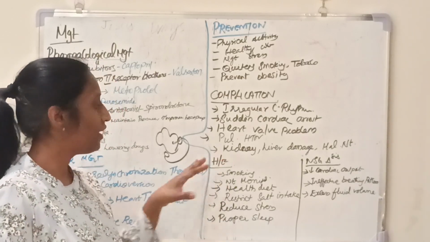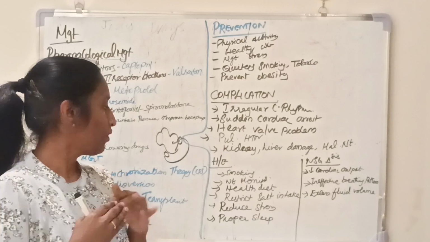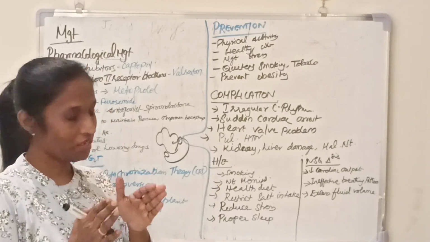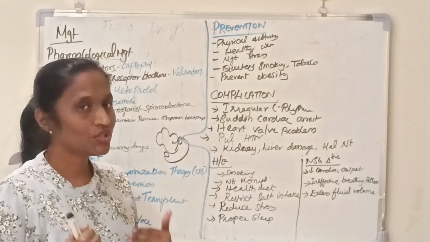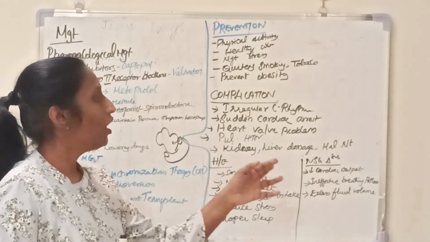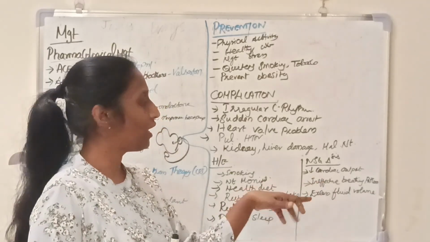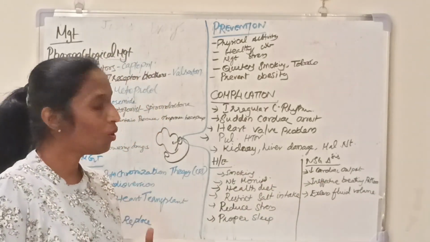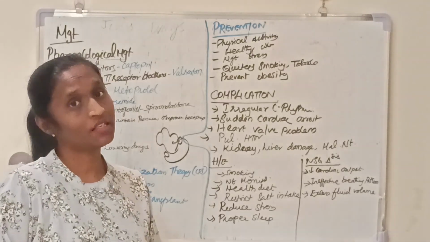And then we have to provide health education: ask the person to quit smoking, monitor or maintain weight, eat a healthy diet, restrict salt intake, reduce stress, and get proper sleep. Nursing diagnosis: decreased cardiac output, ineffective breathing pattern, excessive fluid volume related to decreased cardiac output. So that's all about congestive heart failure.